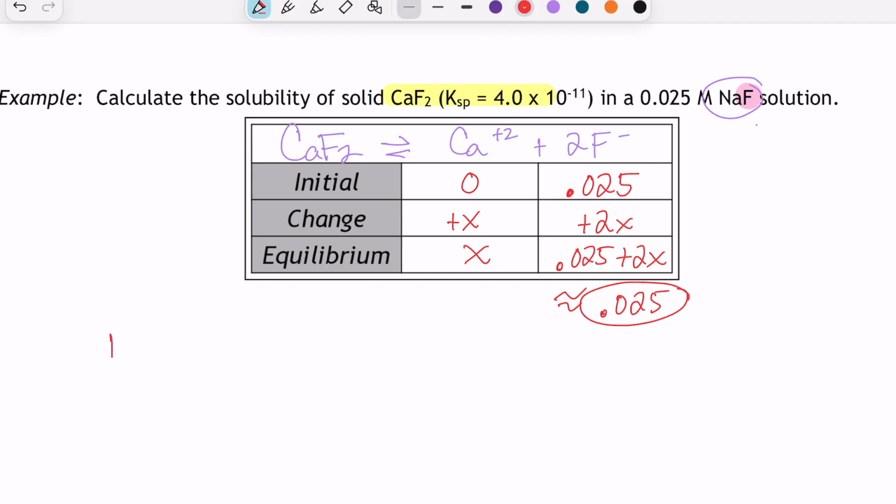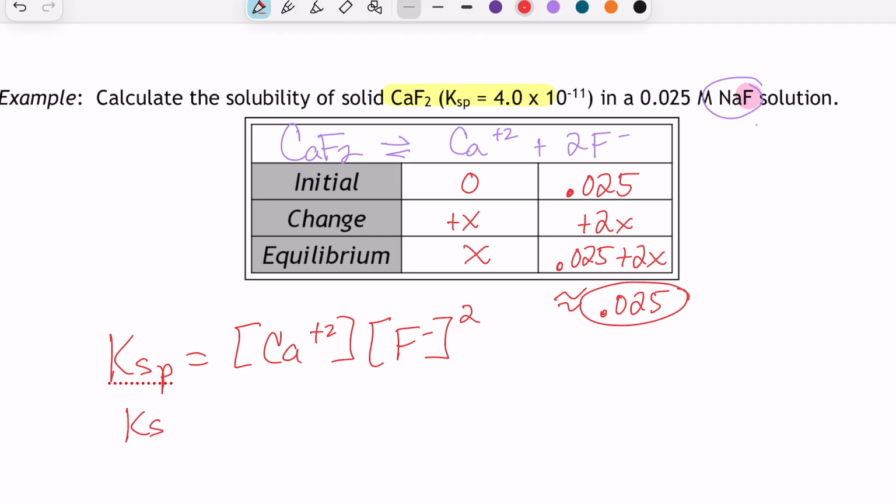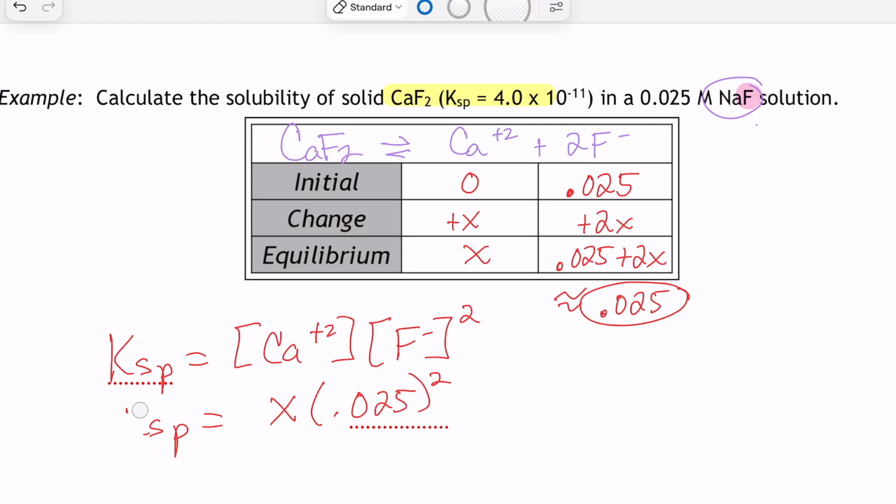Okay, so here's our Ksp expression: Ca2+ times F minus squared. Now we can plug in what we know. x goes in for the calcium ion, and 0.025 goes in for the fluoride ion, and it is squared. And oopsies, we know the Ksp. I did that last time too. Ksp is 4.0 times 10 to the negative 11.